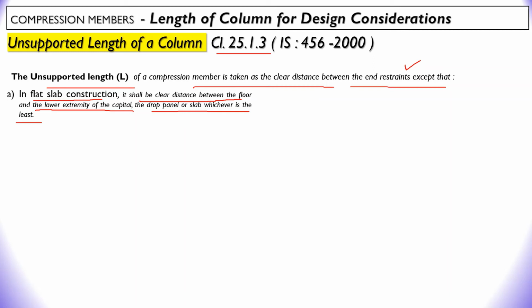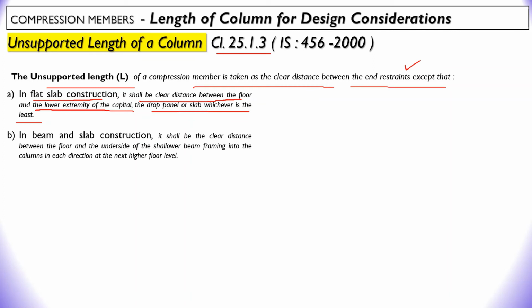Later on we will understand it with the help of a diagram. The second point the code gives is for beam and slab construction: it shall be the clear distance between the floor and the underside of the shallower beam. So if we have two beams, then as per the direction we have to take into consideration the shallower beam framing into the column in each direction at the next higher floor level.